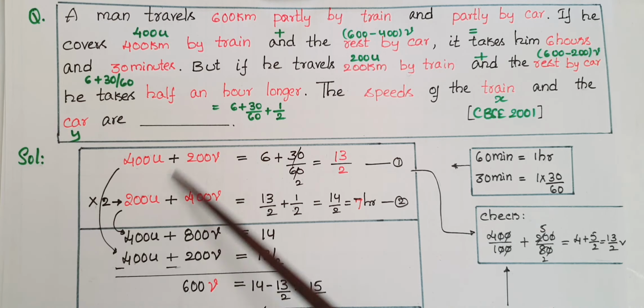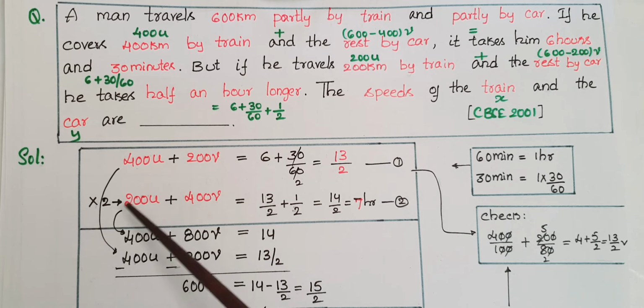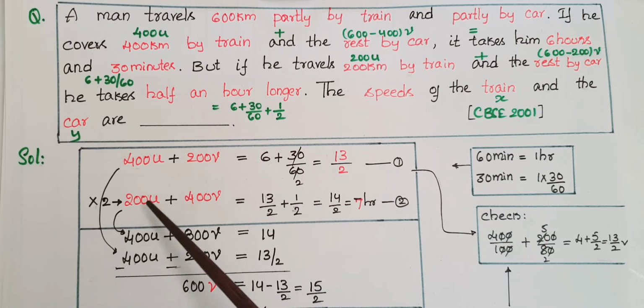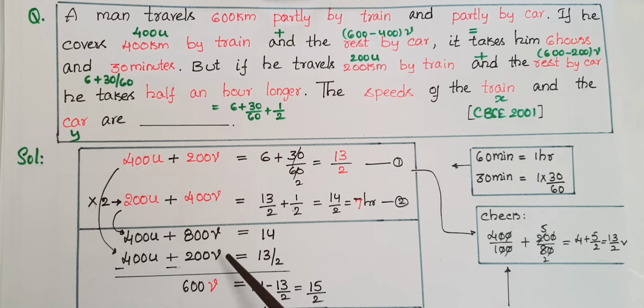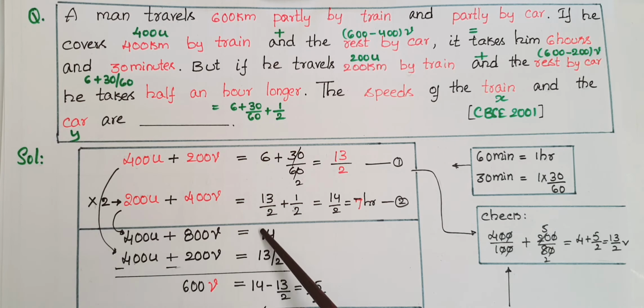And if you observe these two equations, here 400u and here 200u. So if you multiply the second equation with 2, then you will get 400u plus 800v is equal to 14. This is the second equation, and the first equation is 400u plus 200v is equal to 13 by 2. Then subtract this equation from this equation, then this is 0, and 800 minus 200 is 600v, that is equal to 14 minus 13 by 2, that is 2 14s are 28, 28 minus 13 is equal to 15 by 2.